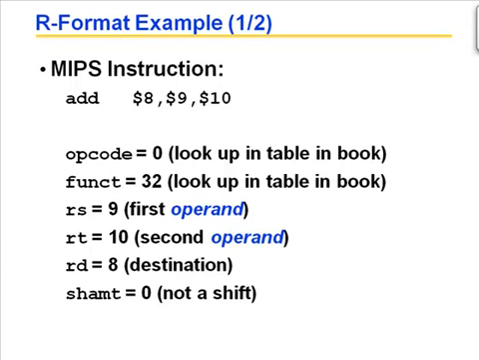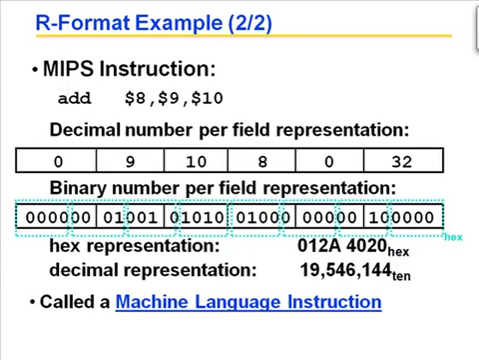Shift amount, not a shift. So you can actually use this and generate the 32-bit binary to represent add 9, 10, and store in 8. And it would look something like this. So you have the 0 for the opcode, 32 for the function code, 9, 10, and 8. You'll see here this is the RS field, RT field, and RD field. And then there's no shift amount here, so this is set to 0.